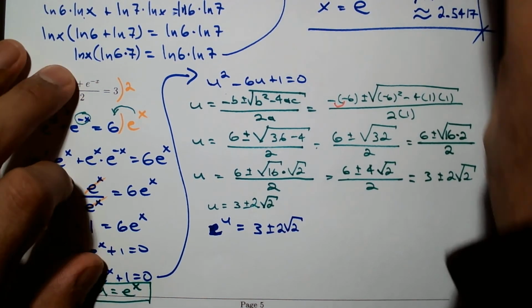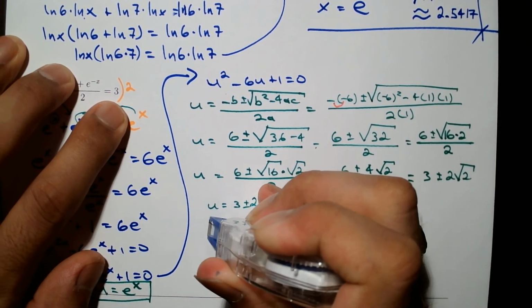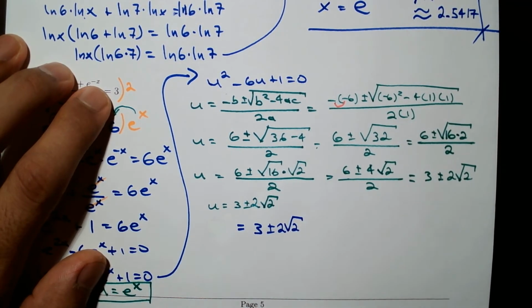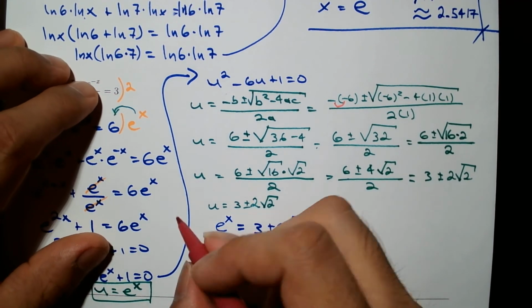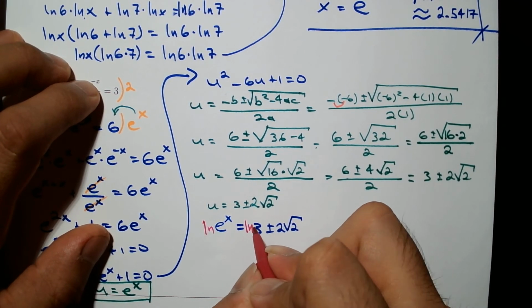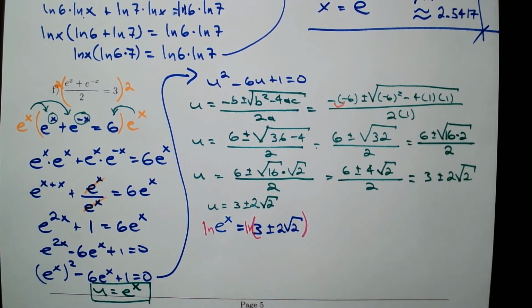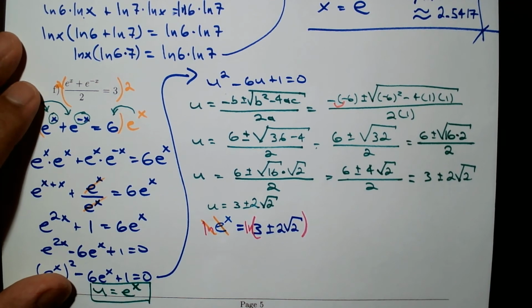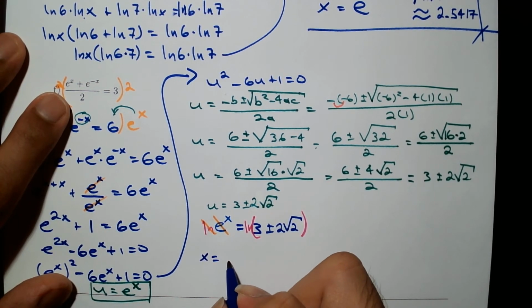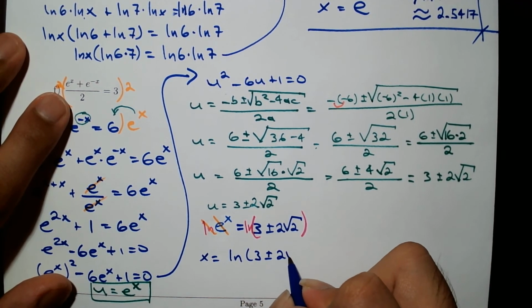It's not u, by the way. Let me erase this whole thing right here. This e looks kind of wacky, and it's e to the x. So we need to take ln to both sides to get this solved. This ln will cover everything here. And notice how ln and e cancel each other to get x equals ln of 3 plus or minus 2 root of 2.